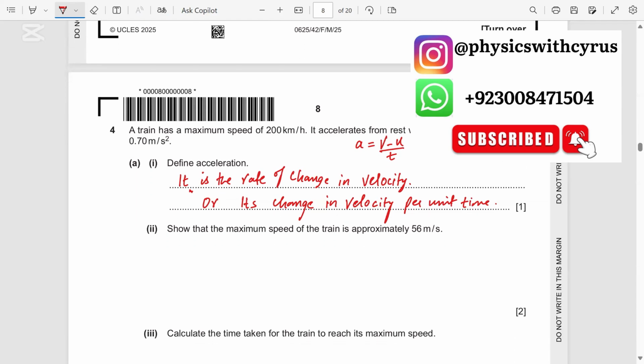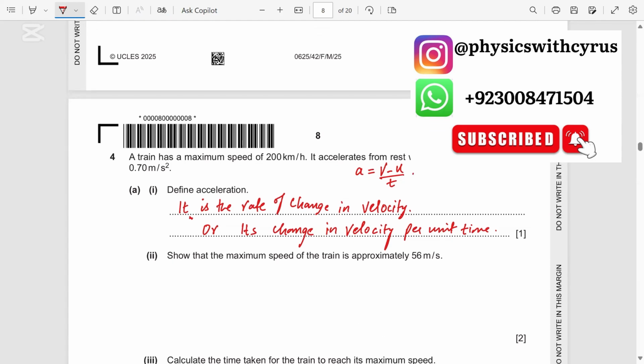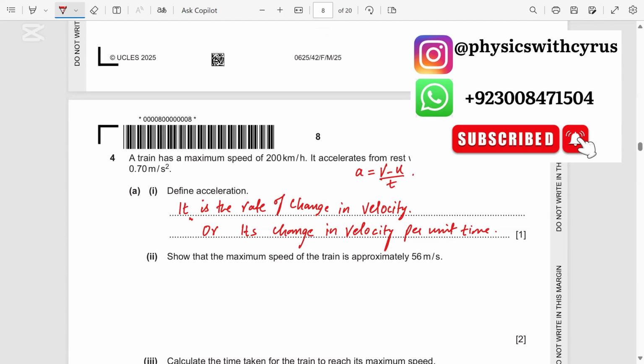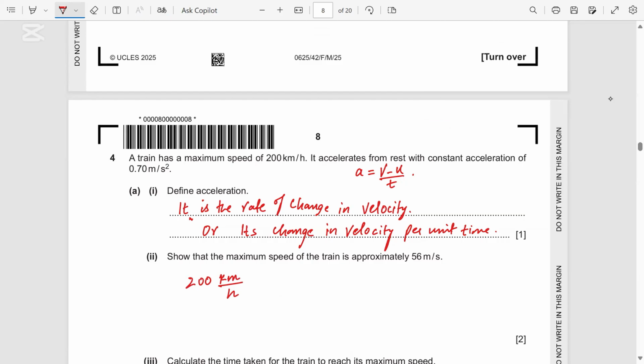Part two is show that the maximum speed of the train is approximately 56 meters per second. So you see that it's given here as 200 kilometers per hour. You need to convert it into meters per second. So basically, if you look very closely, it's 200 kilometers per hour, right? So what you have to do is convert kilometers into meters and hours into seconds. So you have here 200, you multiply it with 1000 to convert it to meters, and you need to convert 1 hour into seconds. So that would be 60.